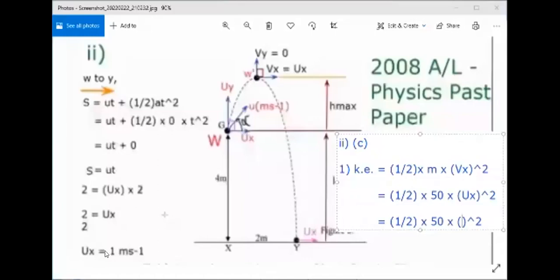Even you can see it here. Ux equals 1. So the square of 1 is 1. 50 into half means 50 divided by 2. 50 divided by 2 is 25, into 1 means 25 joules. So the kinetic energy of the boy at its maximum height position is 25 joules. Completed there?